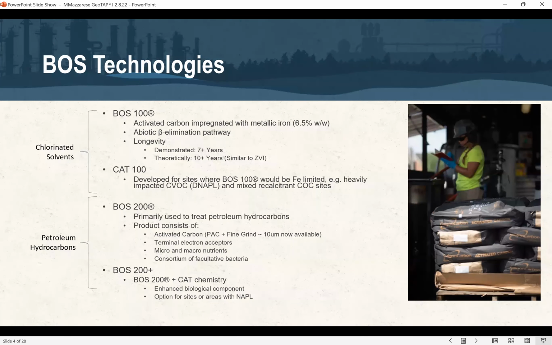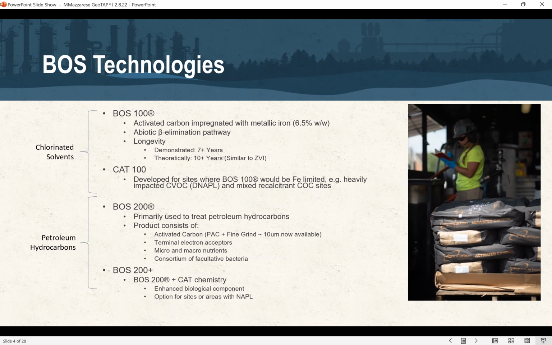We're not going to delve too much into the individual technologies today. We're really going to focus on just the slurry applications, but we are going to refer to these, especially when we get to the back end project summaries. If you're not familiar with these, we'll go through them really quickly. The top two, BOSS 100 and CAT 100, are specifically for chlorinated solvent remediation.